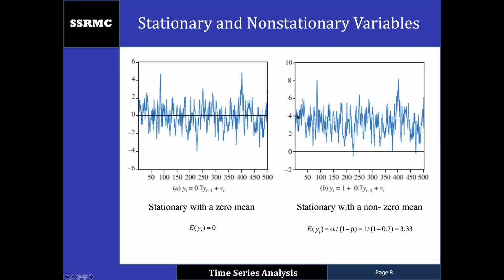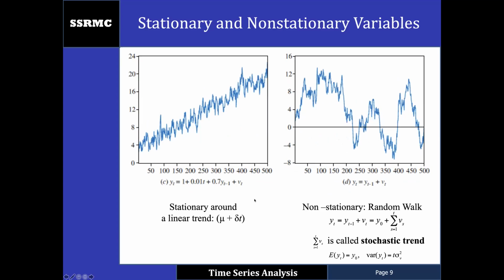Okay, so you may notice that the pattern is quite similar compared with the first one, other than the fact that the values are surrounding a mean that is not 0, somewhere around 3. The next one is stationary but around a linear trend.